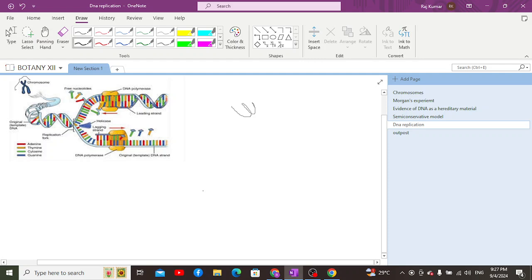an enzyme which is known as the helicase enzyme. Helicase enzyme is the enzyme which breaks the hydrogen bonds between adenine and thymine and between cytosine and guanine. Adenine and thymine have a double bond. Guanine and cytosine have a triple bond, which are broken by the helicase enzyme.